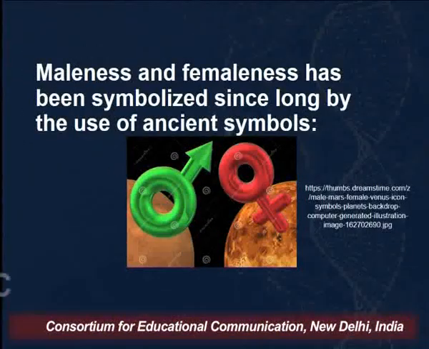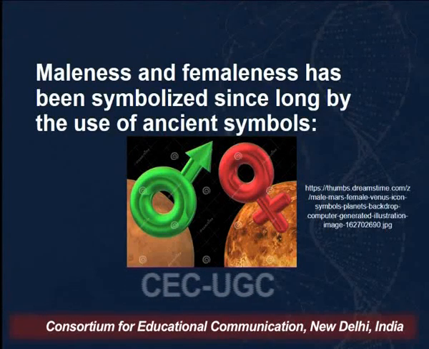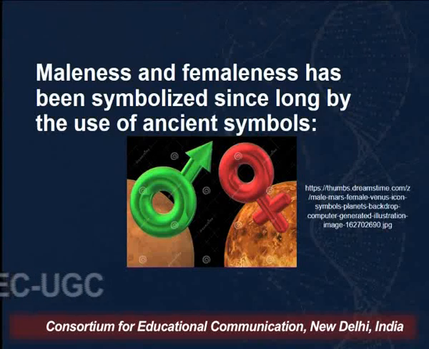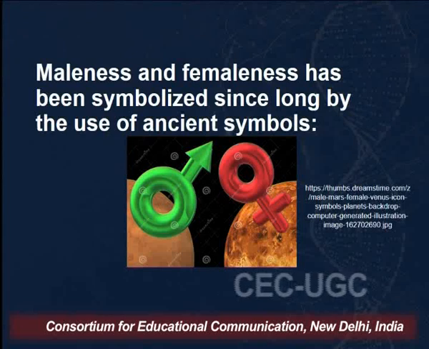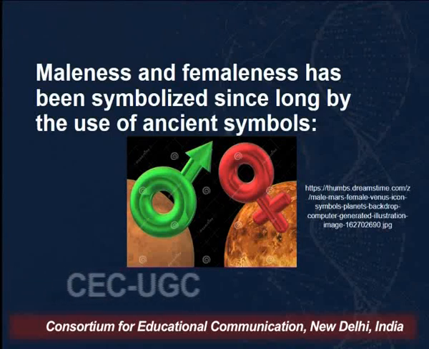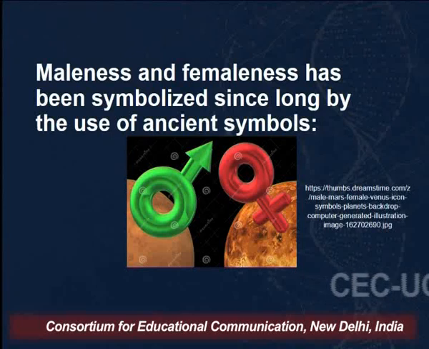As you can see on your screens, we generally designate the maleness and femaleness of any organism by certain symbols, and these are the ancient Greek symbols. As you can see on your screens, the green one is of a male, and the female is on the right hand side, which is colored red, and they even have a connotation or a connection with the planets.